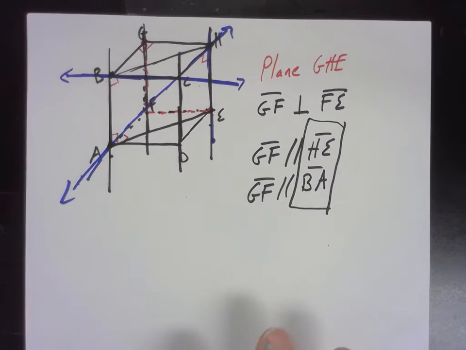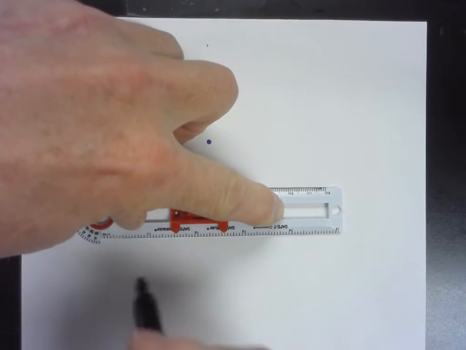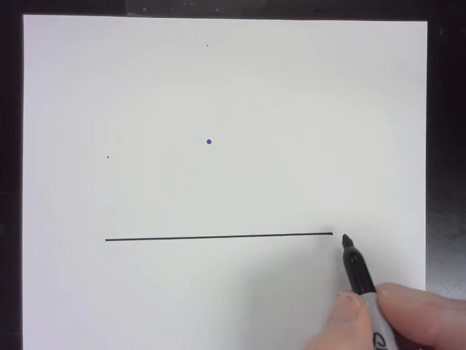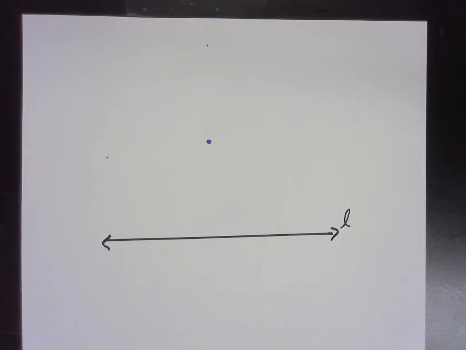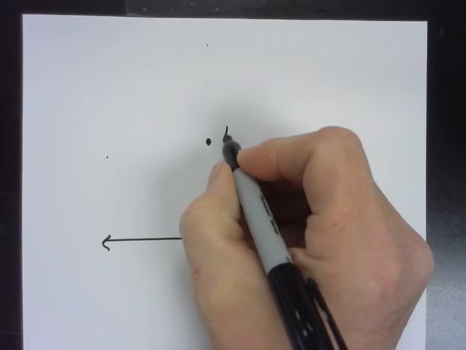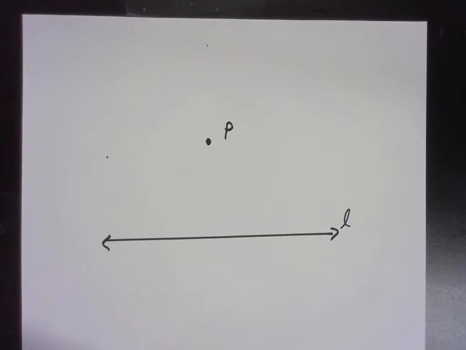So there's a parallel postulate. What is a postulate again? A postulate is something so simple that we all go, well, yeah, it's got to be that way, right? So if I have a line, we'll call it line L because we have no imagination, and we have point P right here. The parallel postulate says that if there's a line and a point not on the line, then there's exactly one line through the point parallel to the given line.